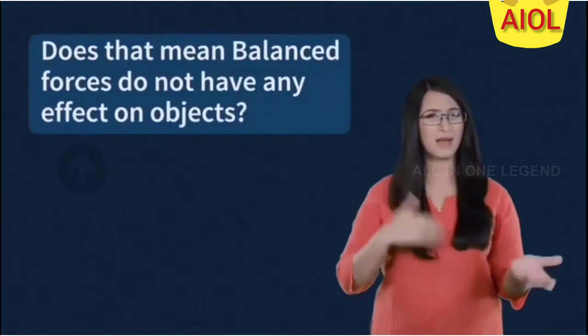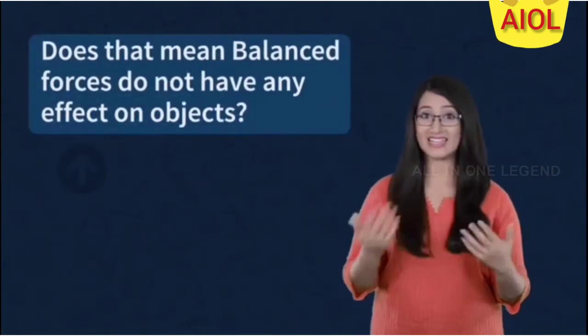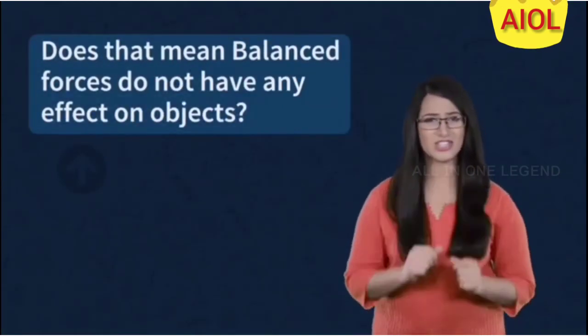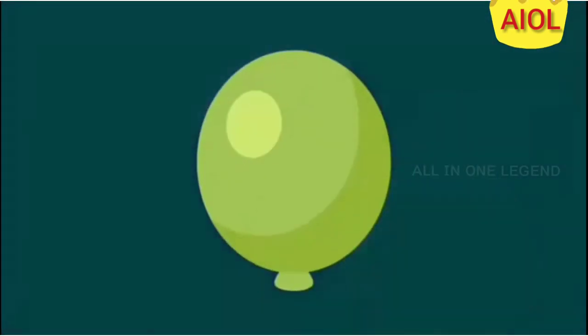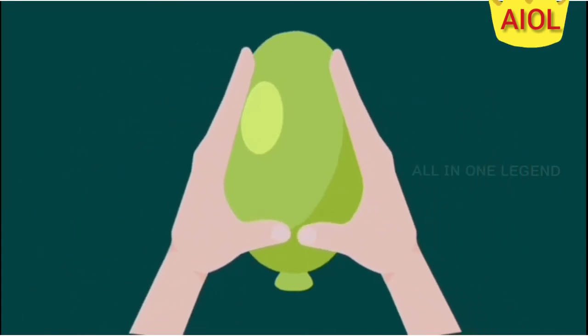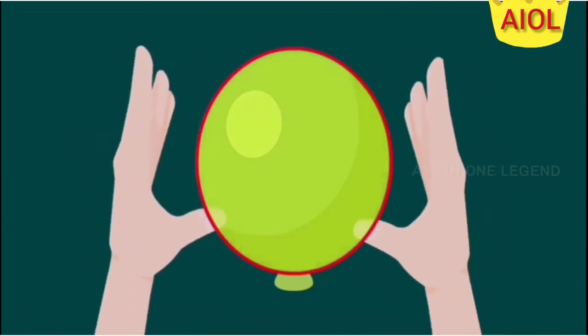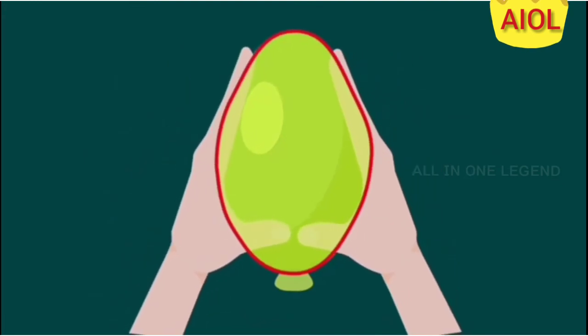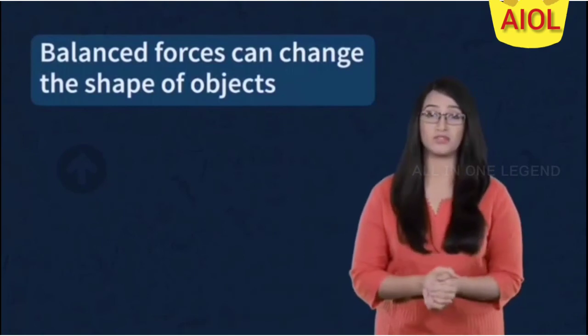Does that mean balanced forces do not have any effect on objects? Let's check this. Imagine we have a balloon. If we apply two equal and opposite forces on this balloon, will it move? No, right? But has anything changed here? Yes, its shape. We all have seen this many times. Even though balanced forces do not produce motion, they can change the shape of objects.